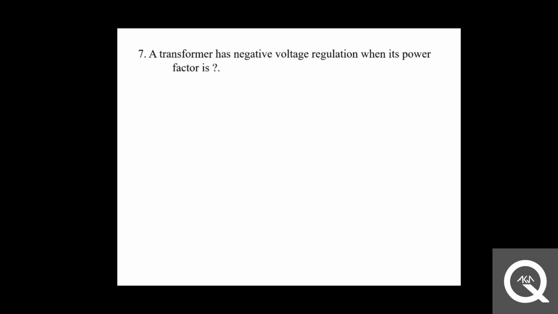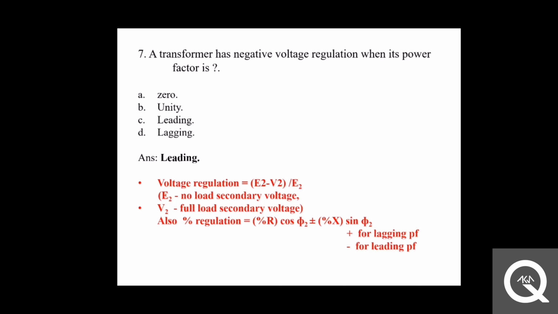Next question. A transformer has a negative voltage regulation when its power factor is. Options are 0, unity, leading and lagging. The answer is leading. The voltage regulation is equal to (E2 minus V2) by E2. E2 is no load secondary voltage, V2 is equal to full load secondary voltage.